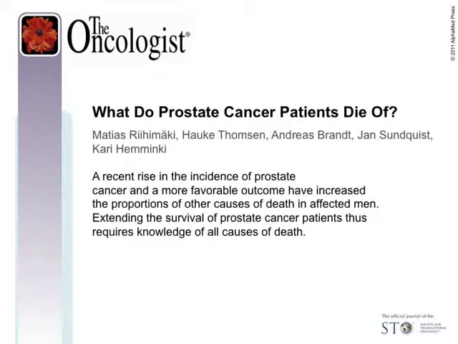Abstract. Background. A recent rise in the incidence of prostate cancer and a more favorable outcome have increased the proportions of other causes of death in affected men. Extending the survival of prostate cancer patients thus requires knowledge of all causes of death. Methods. Data on the population, cancers, and causes of death were gathered from the nationwide Swedish Family Cancer Database. A Cox regression model comparing prostate cancer patients with all other men was applied. Hazard ratios, HR, were calculated both for the underlying cause and for dying with a specific cause listed among multiple causes of death.